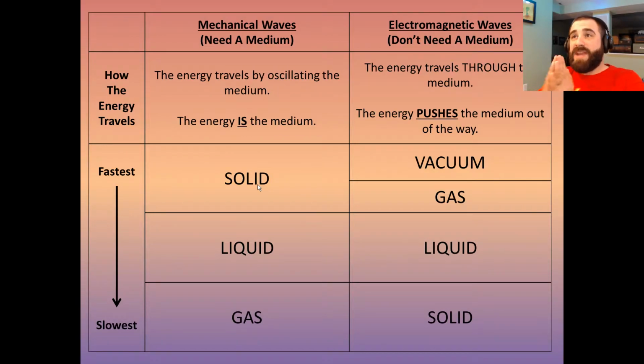Since they have to navigate around the material as they interact with it, they actually move slowest through a solid, when the molecules are most closely together, because then they have to navigate around and interact with more molecules. So as the material gets further apart, they can move faster, which is why they move fastest through a vacuum, because there's nothing in their way. They can just go straight through, light speed ahead, cool sci-fi.